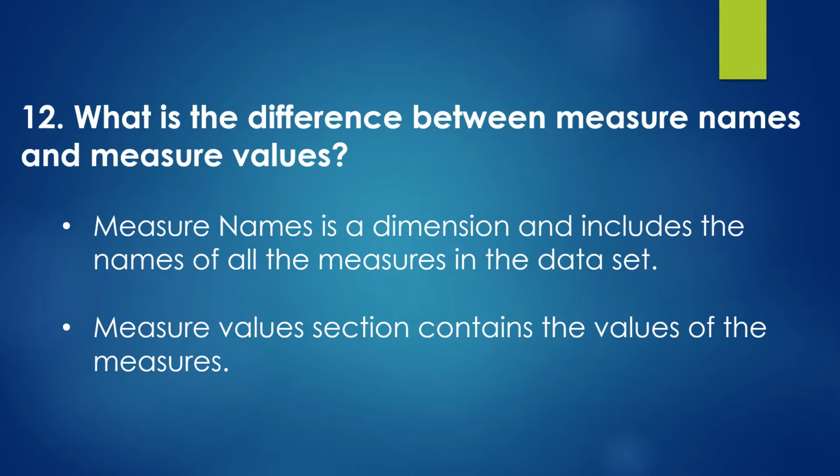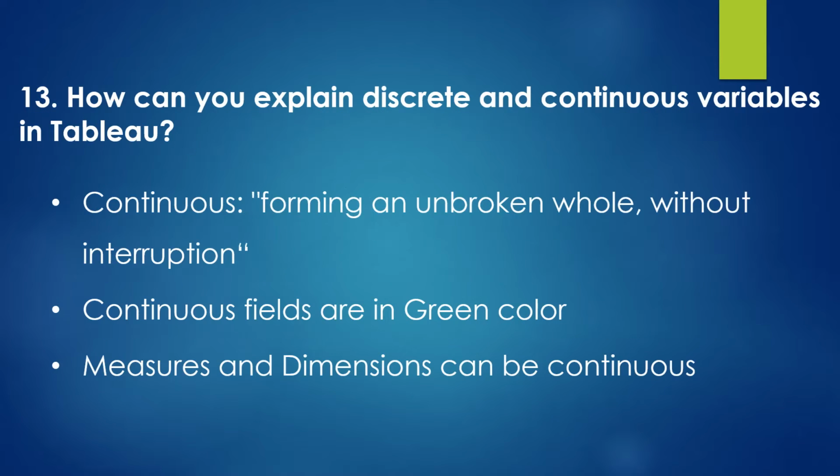Then we have what is the difference between measure names and measure values. So measure names is basically a dimension and includes the names of all measures in the dataset, whereas the measure values section contains the values of the measures. The 13th question is how can you explain discrete and continuous variables in Tableau? So continuous means forming an unbroken whole without interruption, and continuous fields are in green color. So if you see fields in green color, it means that they are continuous, and both measures and dimensions can be continuous.